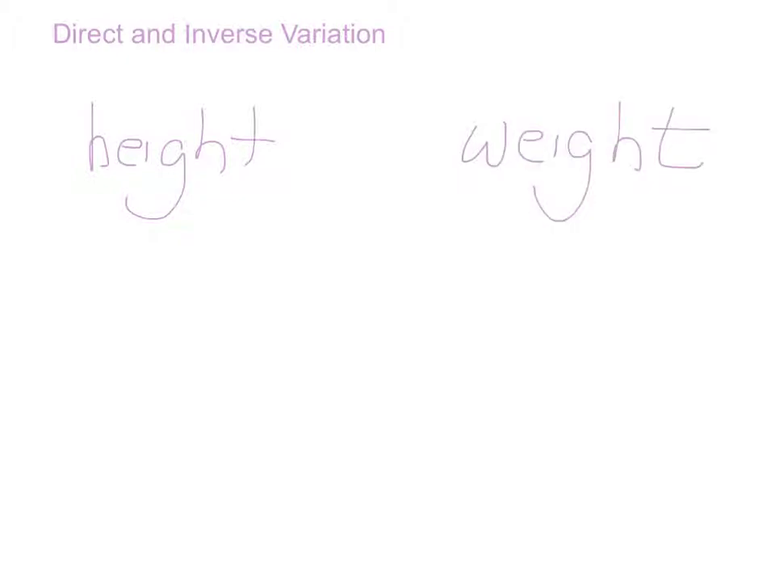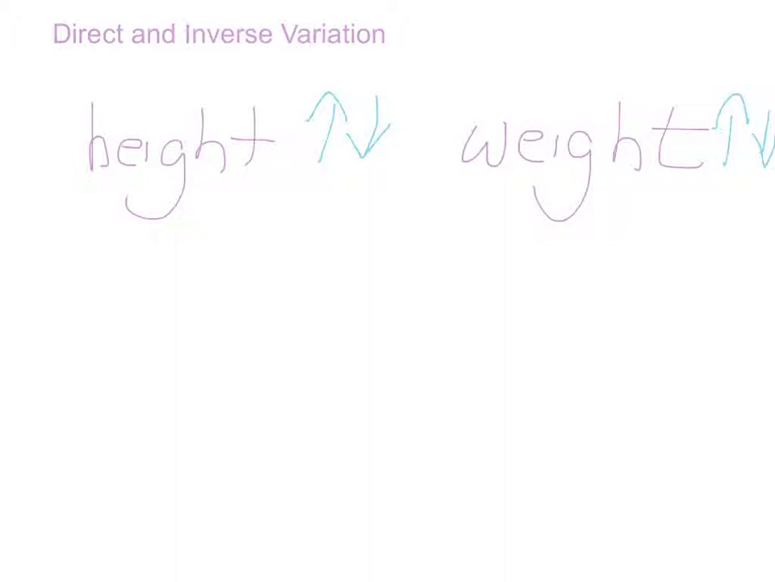Direct and inverse variation do an excellent job of explaining real-world phenomena. For example, consider the idea of height, so how tall a person is, and their weight. Let's think about what you would expect in this case. As someone gets taller, what do you think is going to happen to their weight? Well, it seems like as height increases, weight is also going to increase. And in the same way, as weight decreases, we would generally expect height to also decrease. So, that's one example of a relationship that we'll look at with direct and inverse variation.